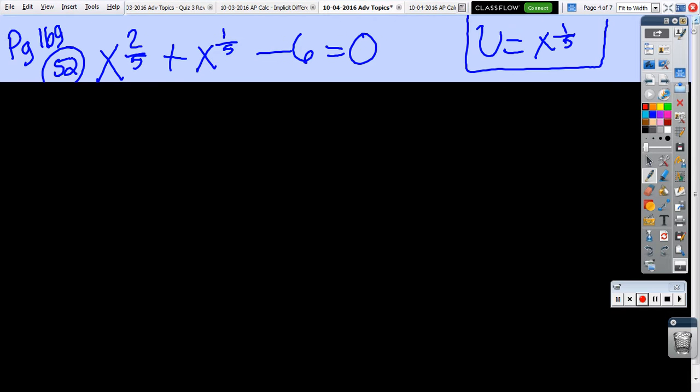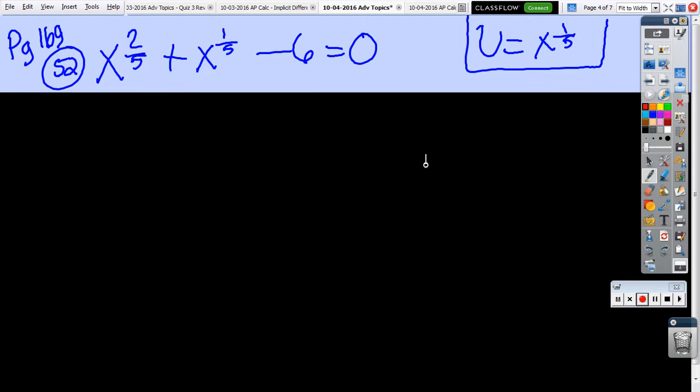So if you look at page 169, number 52, we have this. Now again, you don't have to do U substitution if you can kind of just treat it like a quadratic in your mind. This student decided to do U substitution, which is fine. But it's a quadratic in form because this guy is exactly half the power of that guy.